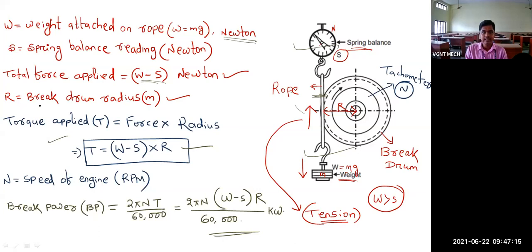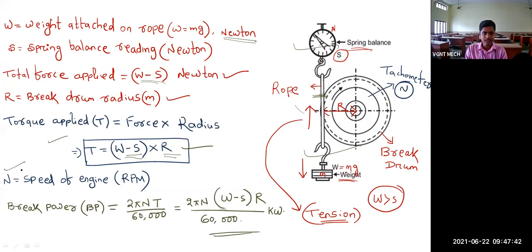Now this capital R is the brake drum radius. So this is the brake drum, and the radius of this brake drum is capital R. So radius we got, force we got. So torque applied is force into radius. Force is W minus S, we have written, and radius is capital R. So this is the torque we have calculated from this rope brake dynamometer.